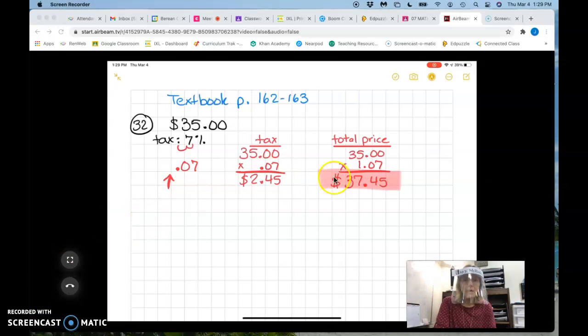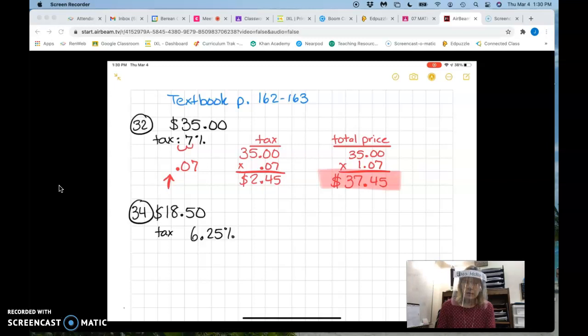So for the rest of the problems, I'm going to do this 1.07 because all these problems are asking us total price. All right, so the hat costs $18.50 and the tax is 6.25%. So the first thing I do is what? Every time, the first thing I do is move the decimal. Yes, good.